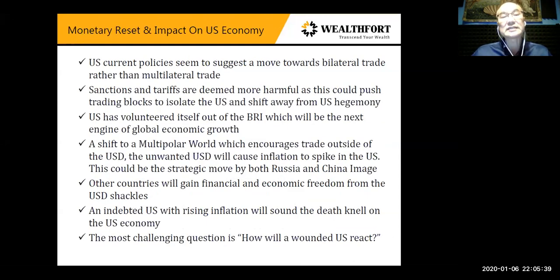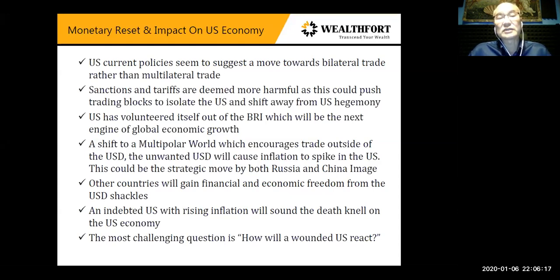US current policies seem to suggest a move towards bilateral trade rather than multilateral trade. Now, this is exploring what a monetary reset can impact on the US economy. Sanctions and tariffs are deemed more harmful as this could push trading blocs to isolate the US and shift away from US hegemony. The US has volunteered itself out of the BRI, which will be the next engine of global economic growth. A shift to a multipolar world which encourages trade outside of the US dollar, with the unwanted US dollar coming home, will cause inflation to spike in the US.